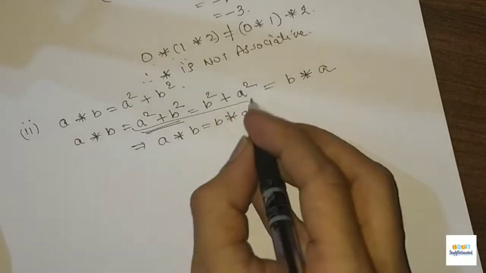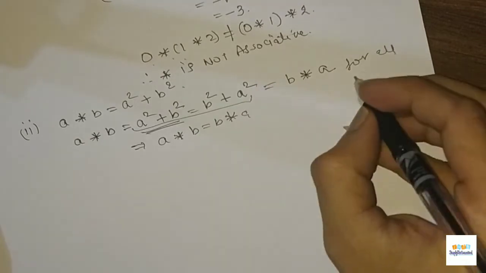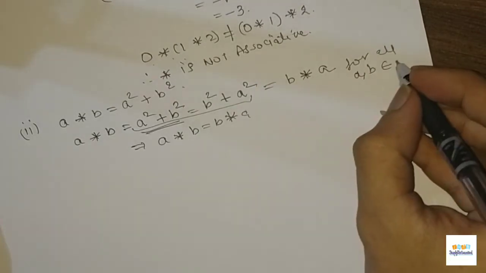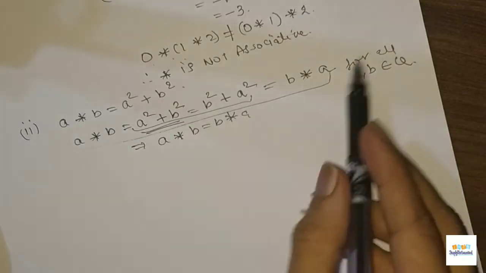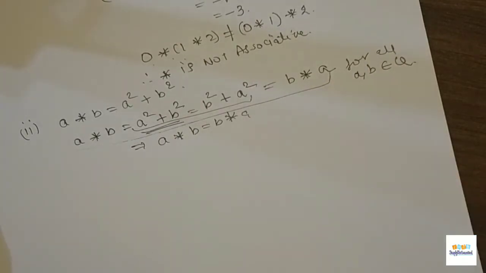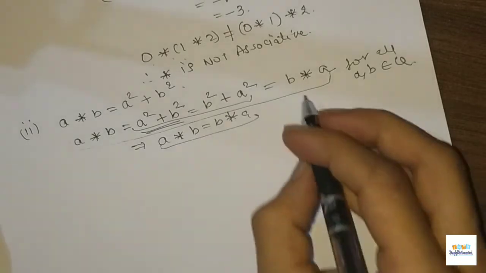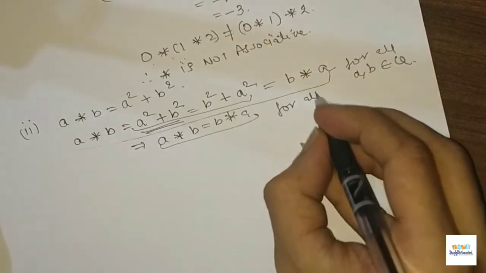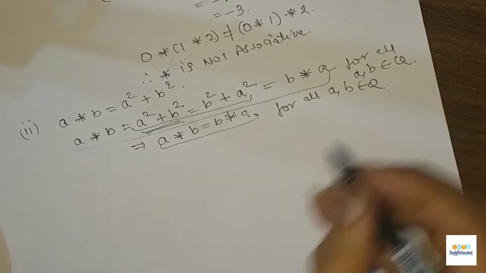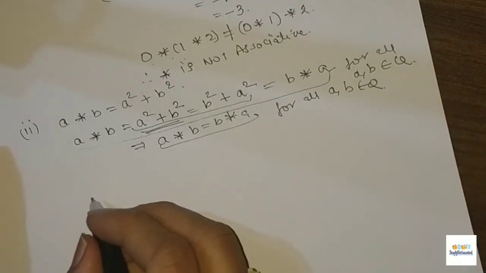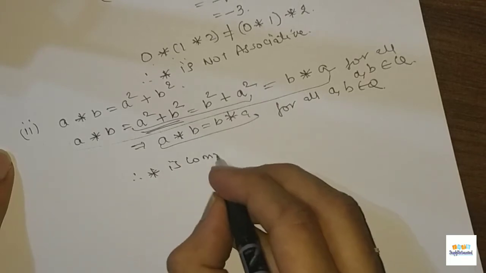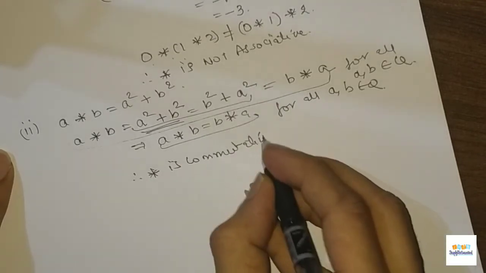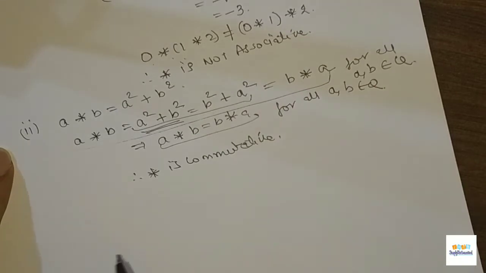And this is true for all a, b belonging to the rational numbers, okay. So everything is true for all a, b belonging to the rational numbers. Therefore what you get is a star b is equal to b star a for all a, b belonging to the rational numbers. So star is commutative, right? Star is commutative, okay. Now let us check whether star is associative or not.